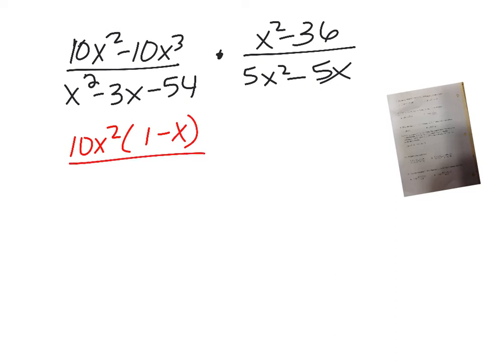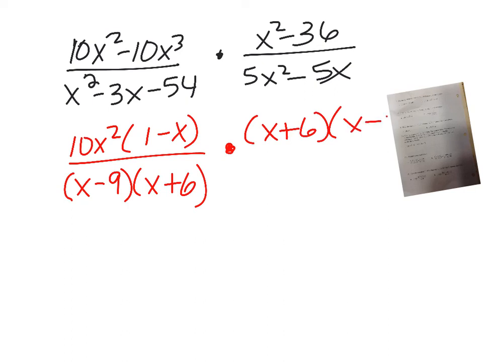In the denominator, I'm going to factor the denominator. So I get x minus 9 times x plus 6. In the numerator of the other fraction, it is x plus 6, x minus 6. And in the denominator, the GCF is 5x times x minus 1.